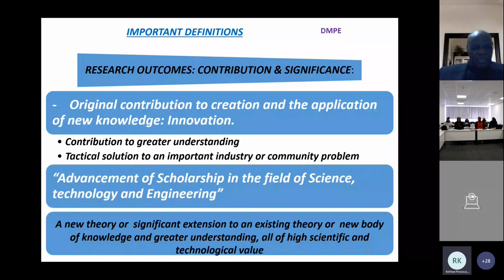Would the research contribute to greater understanding or just tactical solutions to an important industry or community problem? Above all, are you going to publish? You ask yourself, in prestigious journals in the field to advance the research and scholarship in the field? Or are you going to come up with a new theory or significant extension of existing theory, or just new knowledge and understanding, which albeit are of high scientific and technological value?